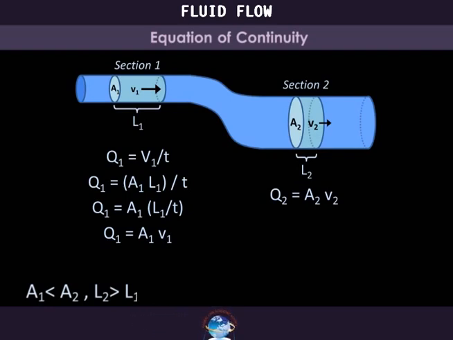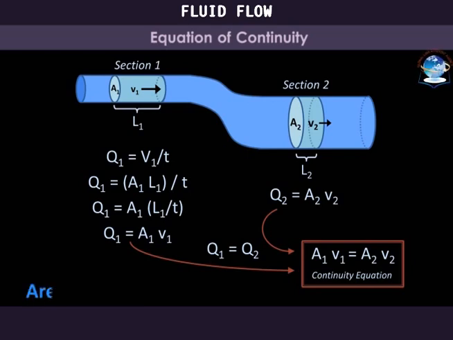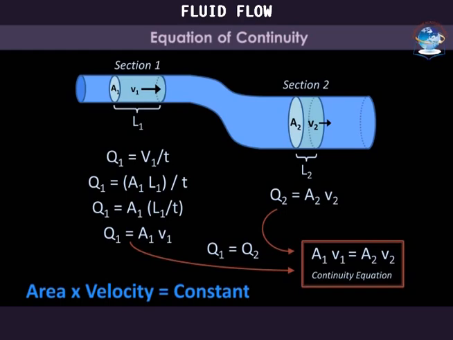The key understanding here is that Q1 must be equal to Q2, and that means A1V1 is equal to A2V2. This is called the equation of continuity. You can think of it as a statement of continuity of flow or conservation of mass. That is, what passes through section 1 must pass through section 2 because volume is not created nor lost somewhere between the two. It therefore means area times velocity is a constant, and this constant is what we call flow rate.